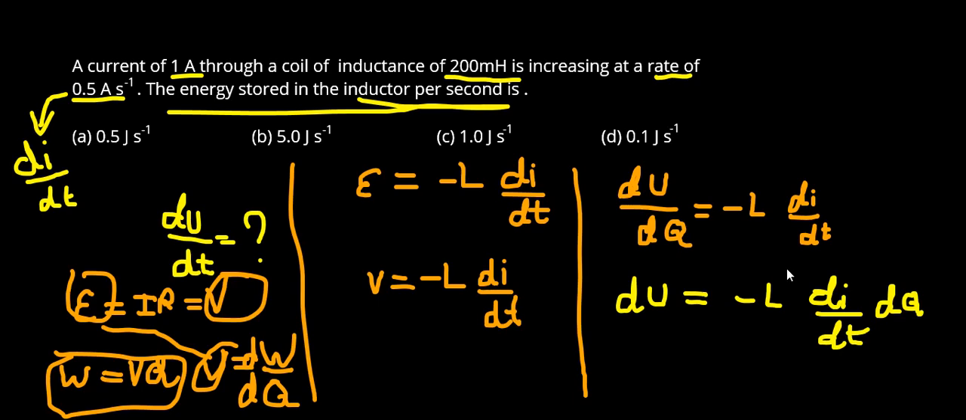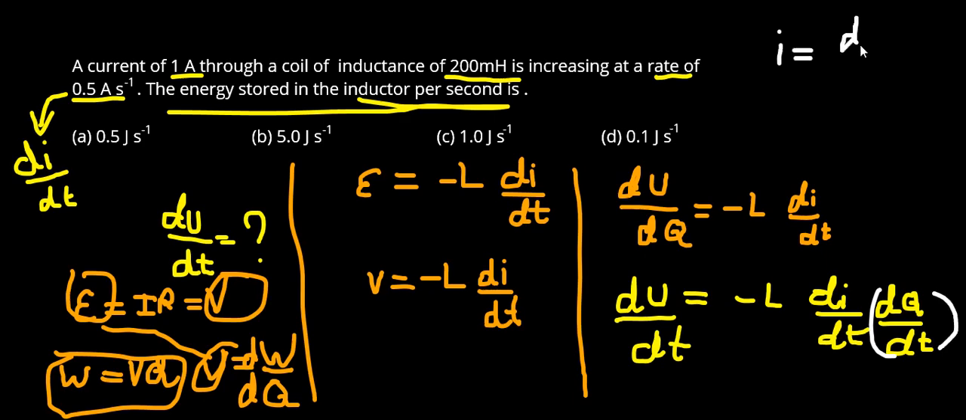By dividing dt on both sides, we get dq by dt, the current flowing in a conductor, which is the rate of change of charge through the cross section of the wire. That is the current flow. So dq by dt is I, and I'm just substituting I here.